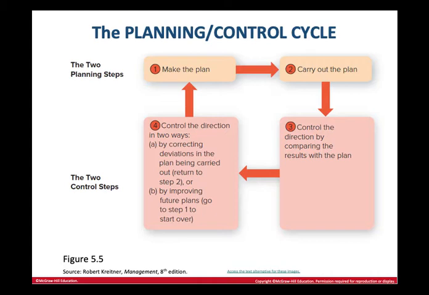So, remember that the planning-controlling cycle loop exists for every level of planning, whether it's strategic planning, tactical planning, or operational planning. The corrective action in step 4 of the cycle can get a project back on track before it's too late. But if it's too late, it can provide data for improving future plans.